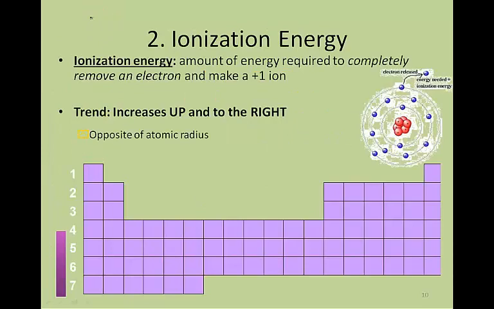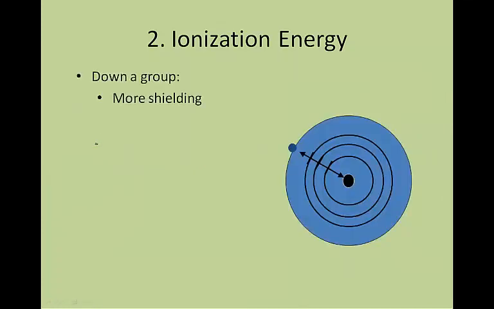Okay, the second trend is ionization energy. This is the energy needed to make an ion. So it's the energy needed to take one of these electrons and completely remove it. And this trend is the opposite. It increases as you go up and to the right on the periodic table, the opposite of atomic radius. And here's why. Basically, the bigger the atom is, the easier it is to steal an electron from it.